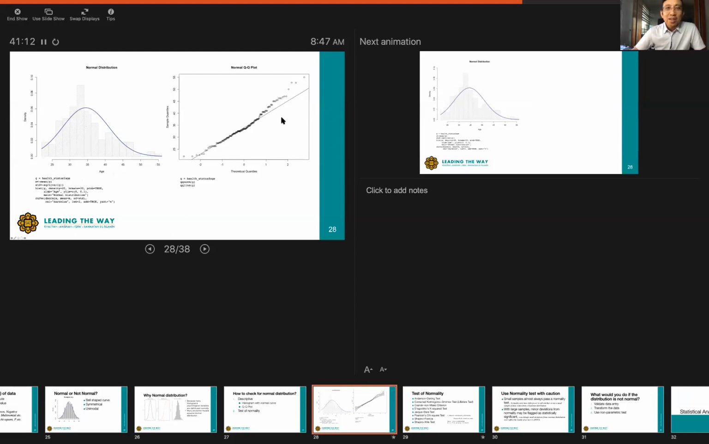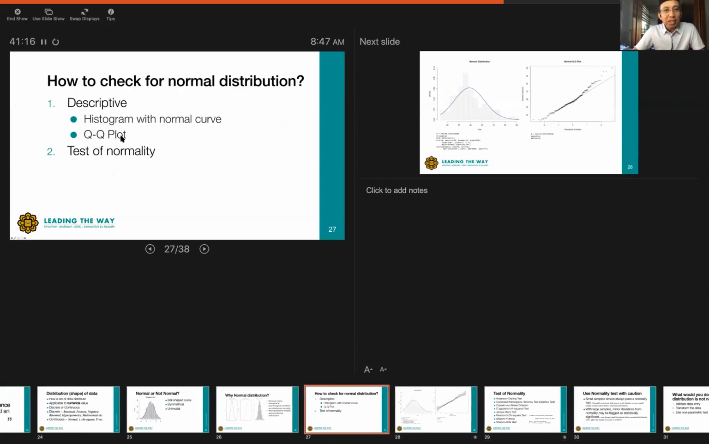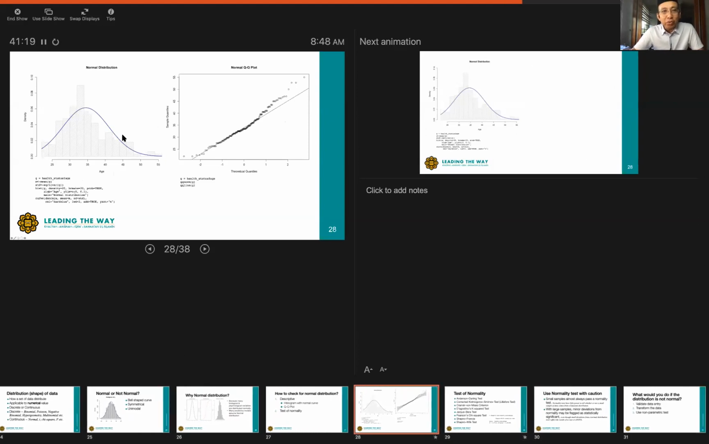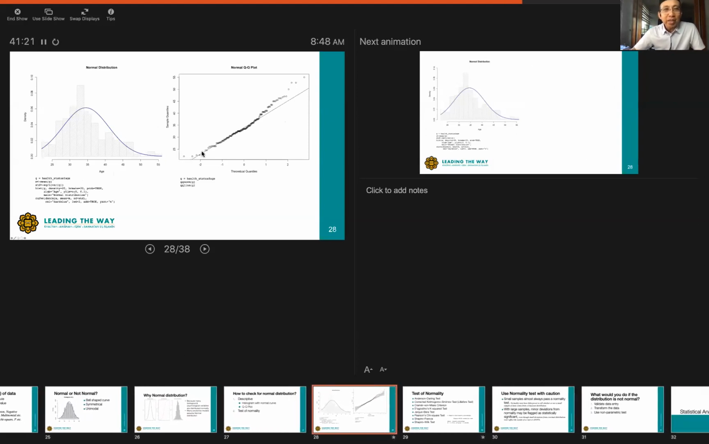Or you can use QQ plot. I told you here, histogram with normal curve and QQ plot. There are many ways to do QQ plot. Using the basic R package, you can get this curve very easily. So G is my data here. I'm using the H variable in my data, so I call it G. And then I use qqnorm. So I got the dotted, all these dots. And I add in another command, qqline, and I got this line.